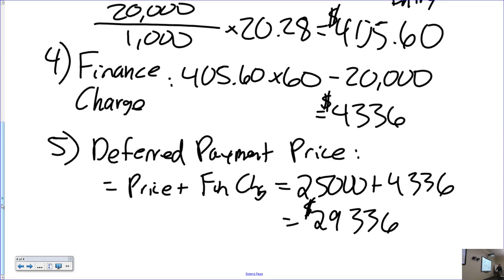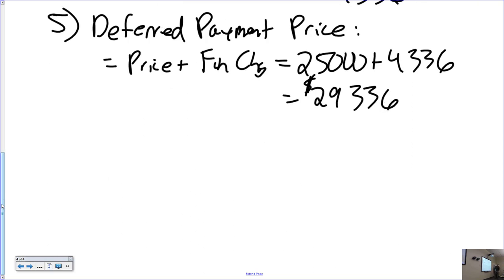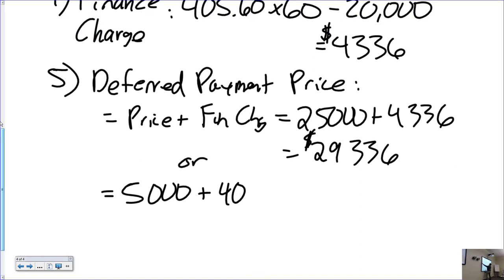How else would you calculate the deferred payment price? What's the other way? Down payment plus total monthly payments. What was my down payment, Demetria? $5,000. What was my total in monthly payments? Whatever that number worked out to be: 405.60 times 60. And what number did that equal?